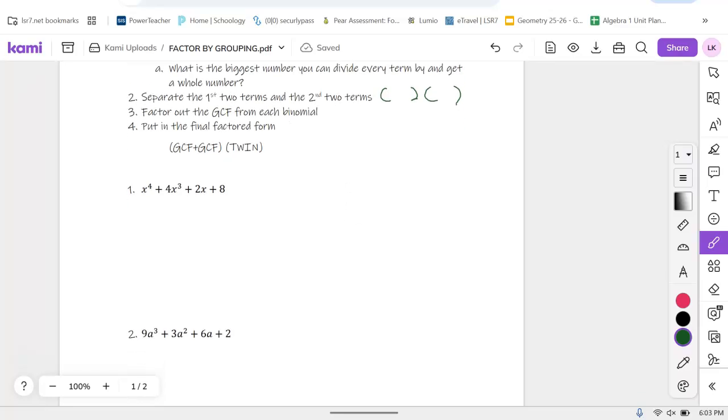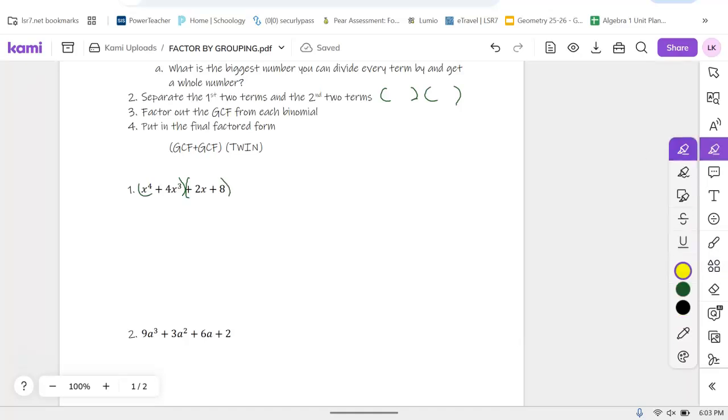This is going to make sense. So I have x to the fourth plus x cubed plus 2x plus 8. I cannot factor something out of everything, so I'm going to group it and put x to the fourth plus 4x cubed and 2x plus 8. Notice that I include that sign. That is important because if it's a negative, it has to go with it.